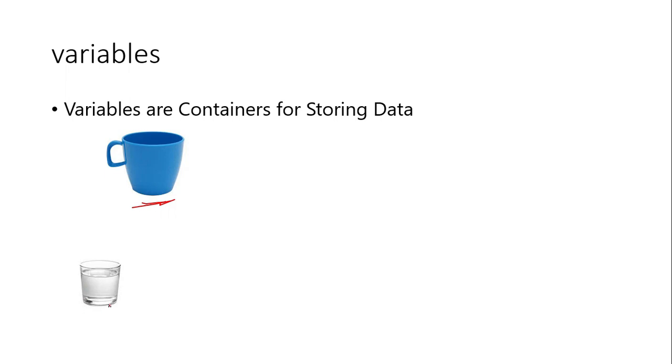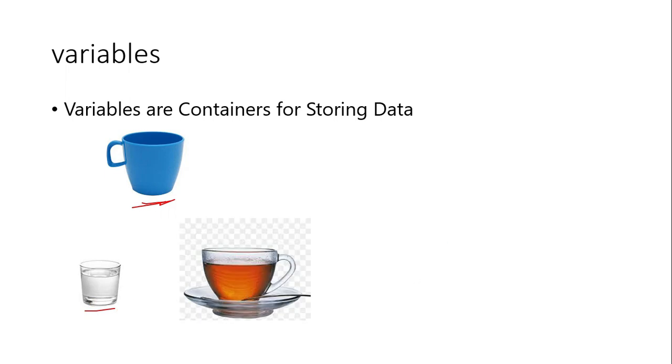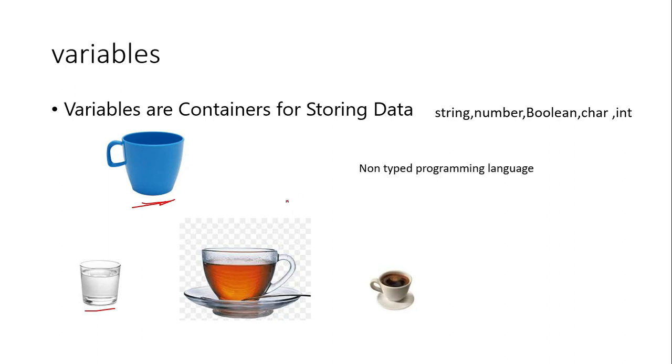Likewise, if I want to drink the water, then I need a water cup. And if I need to drink tea, then I need a tea cup. Likewise, if I need to drink coffee, then I need a coffee cup, right? So if you can see here, string, number, boolean, character, int are the data types. And you can compare these data types with the water, coffee, milk, tea, right?